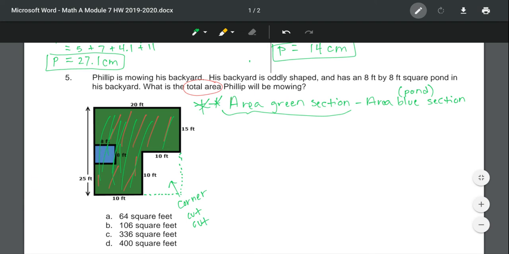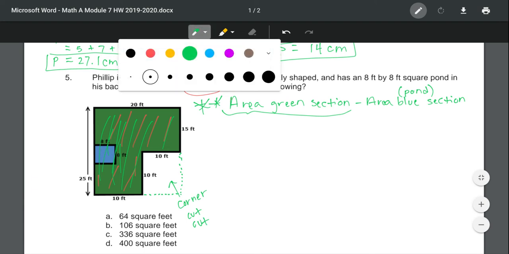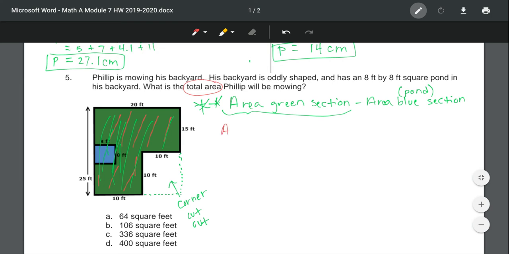Okay, so we want to take the area of the original rectangle minus the area of the corner. The area of a rectangle is base times height. So let's figure out what the area of the original rectangle would be.